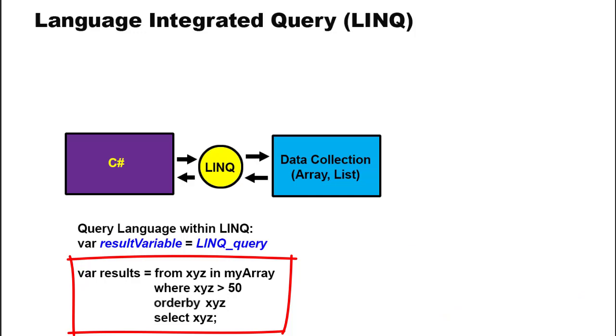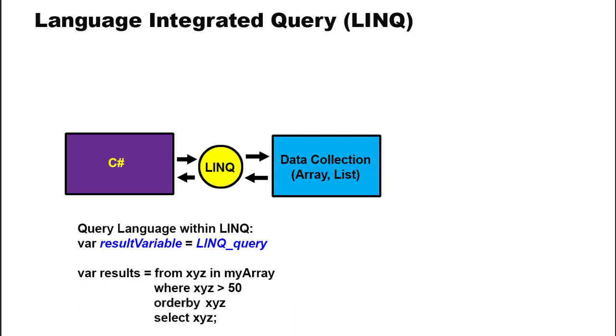So XYZ refers to each item in my array, and I'm going to extract from my array all of the numbers that are greater than 50. So where XYZ is greater than 50, I'm going to order by XYZ. That's going to put them in ascending order. And then we have a select command to actually pull those items out and put those into the results variable. After that, we might want to use something like a for each loop to go through the results and maybe populate a list box. And we'll do that in the example I'm going to show in a few minutes.